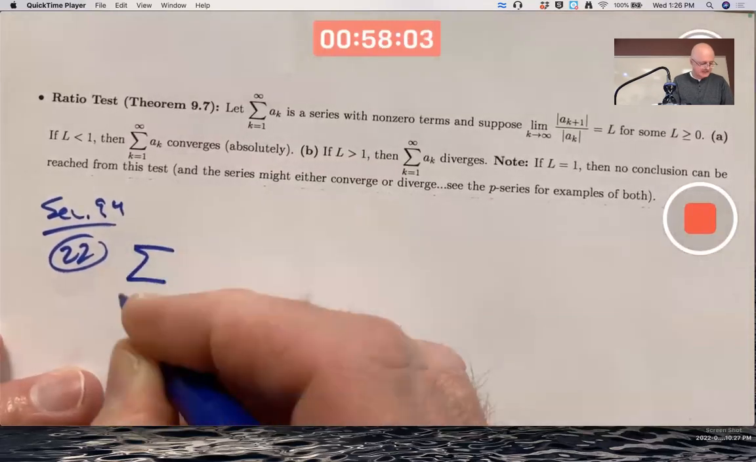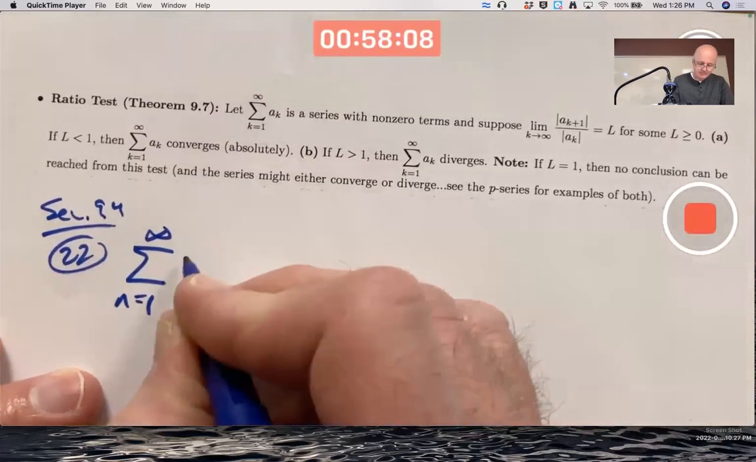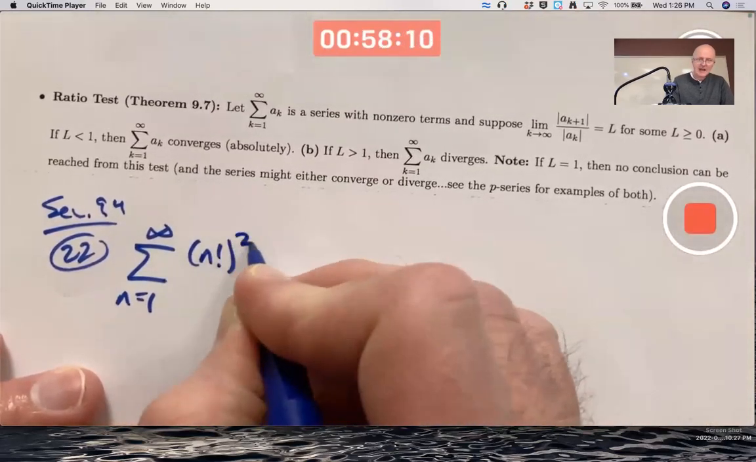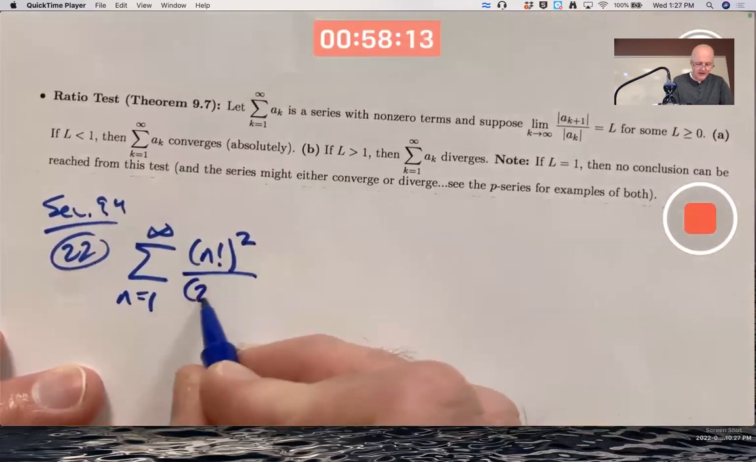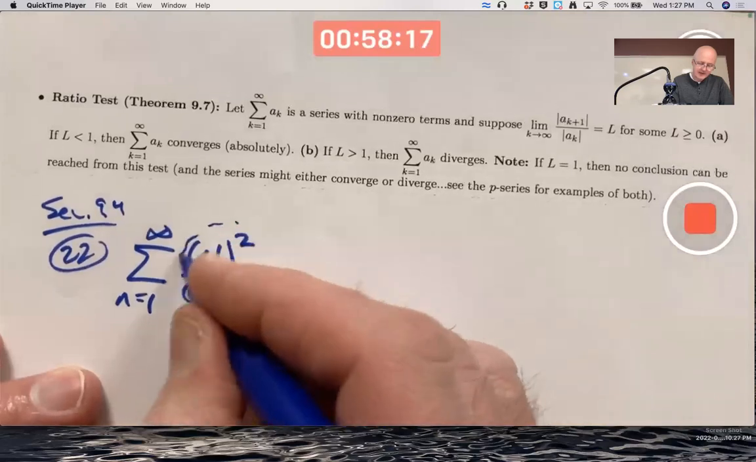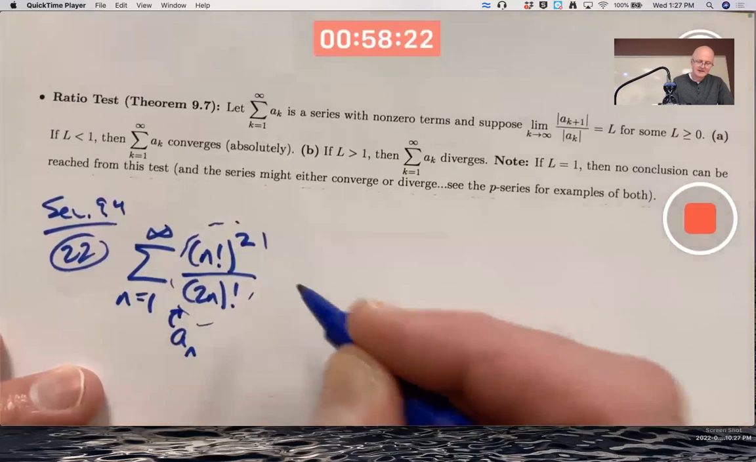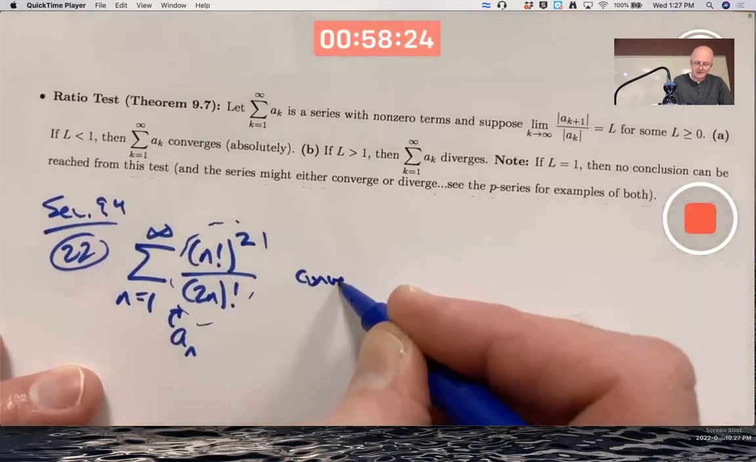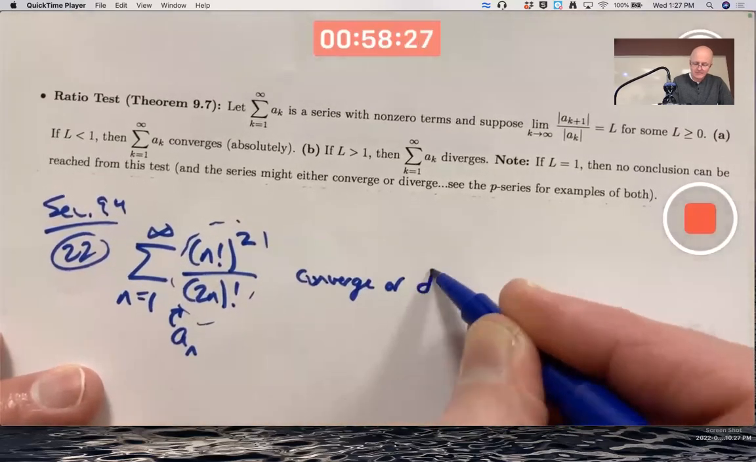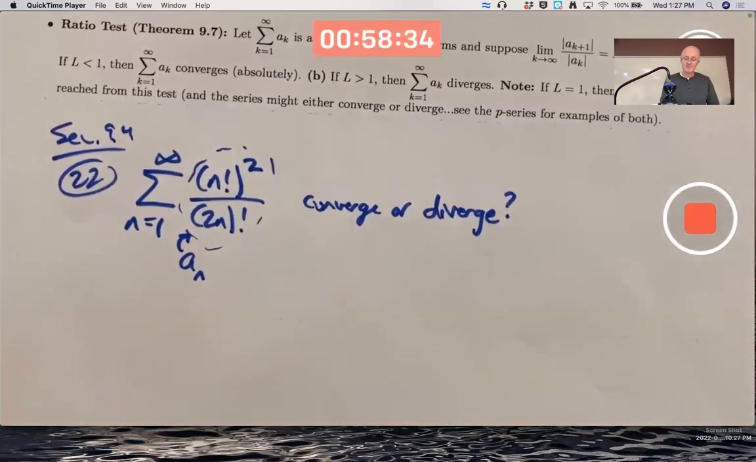In this series, we'll use n's instead of k's because that's what the book does. (n factorial) squared over (2n) factorial are the terms. That's a sub n. Does this converge or diverge? Both the numerator and denominator are getting very big very rapidly.